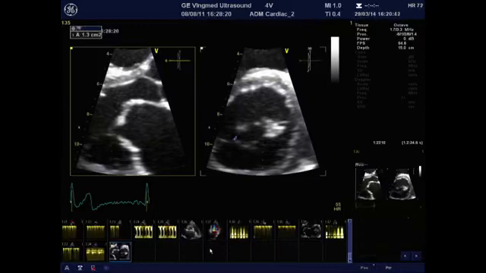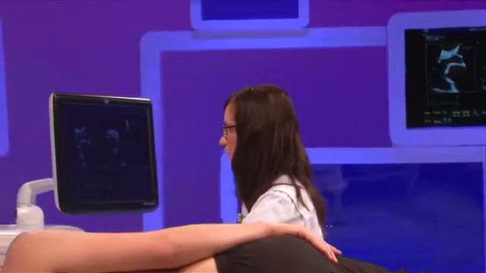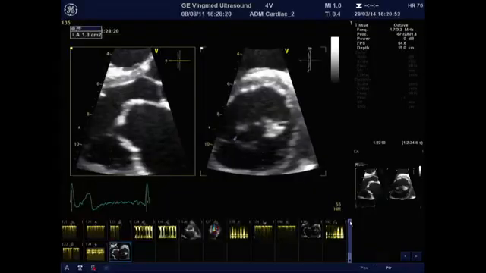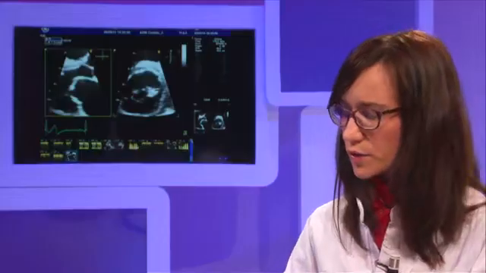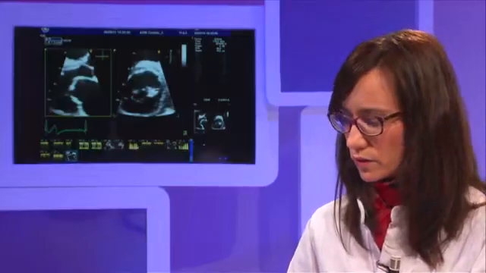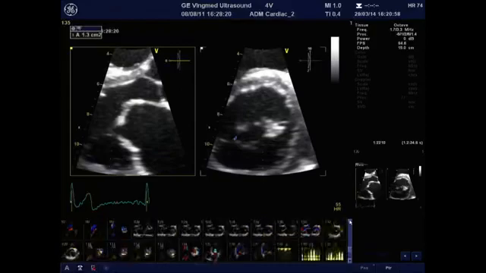This is an easier technique, because assessing the 2D planimetry takes a lot of skill, because you have to be sure that you're at the level of the smallest orifice, so you have to turn the probe in all directions to have really the smallest orifice.